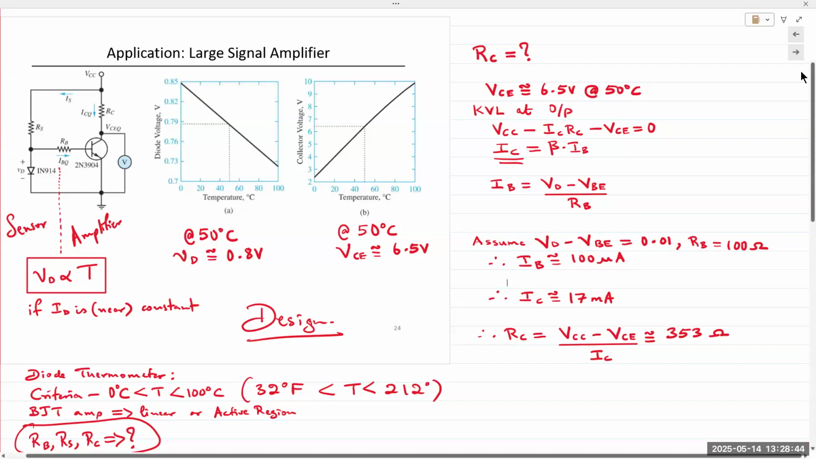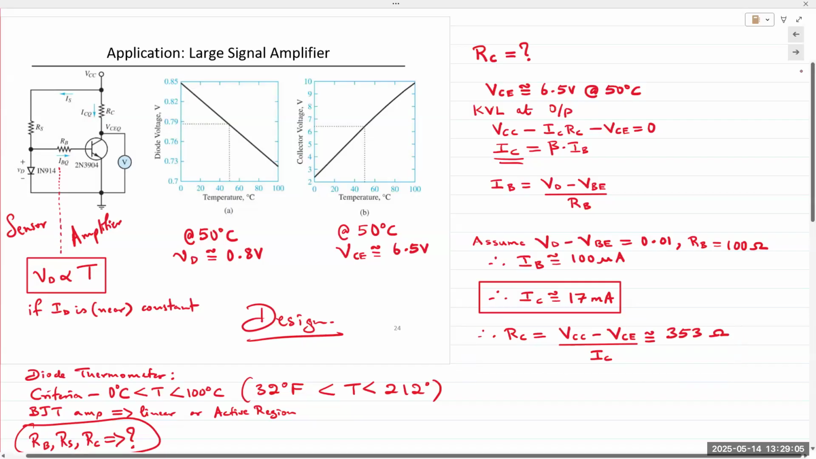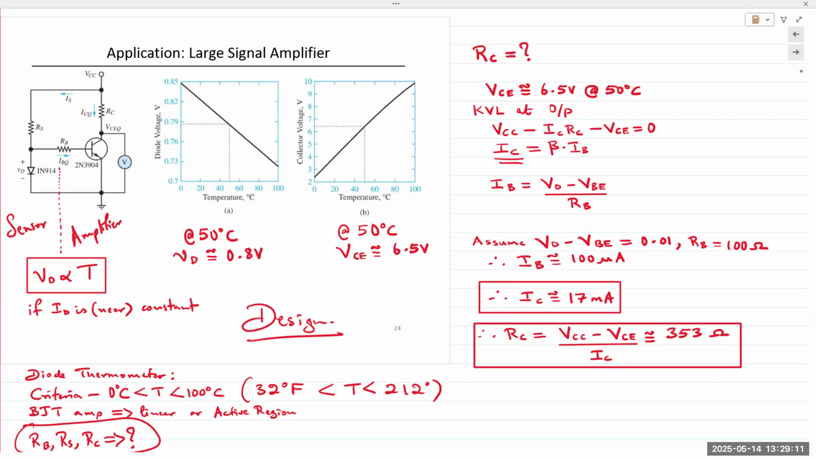And with that value of IB, we can get IC as approximately equal to 17 milliamps. Okay, 17 milliamps. And from there, we can calculate RC as 353. Okay, 353. Yes, approximately.